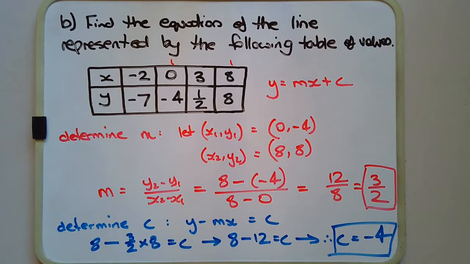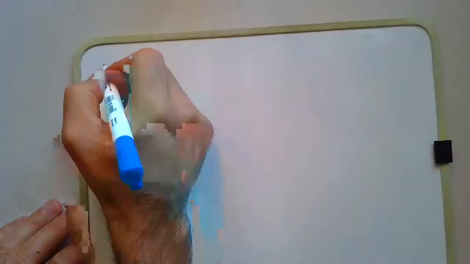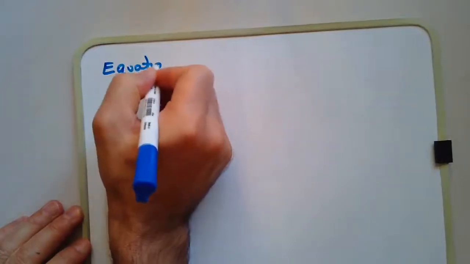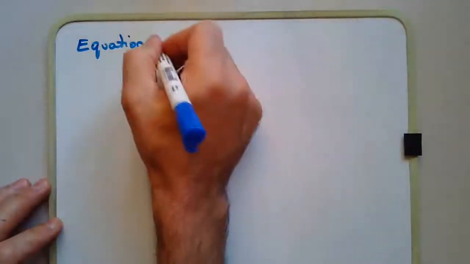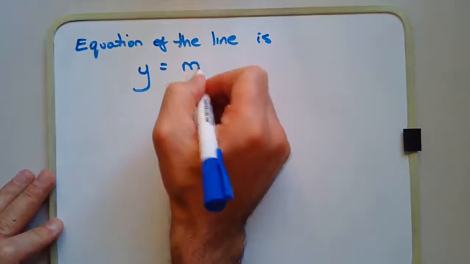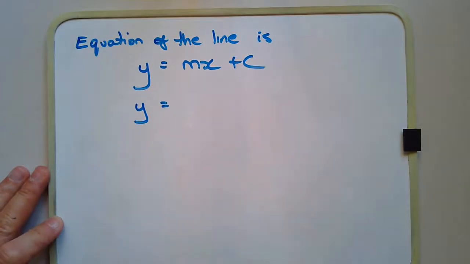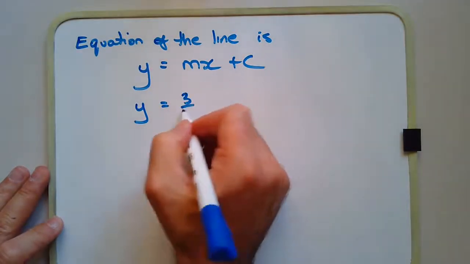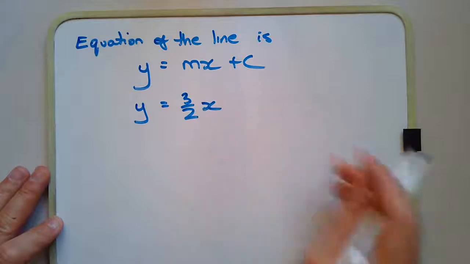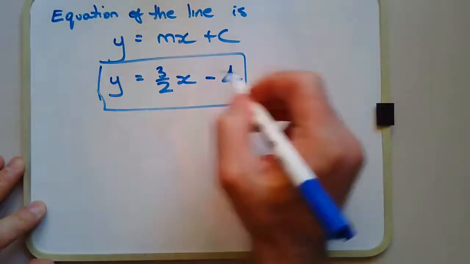So we now have our two important critical values: our gradient and our y-intercept. So what's the equation of the line? Combine the two together. I like to write down the general equation first and then substitute in what we need. The gradient is 3 on 2, and the y-intercept was, just to confirm, negative 4. And that's it. Done.